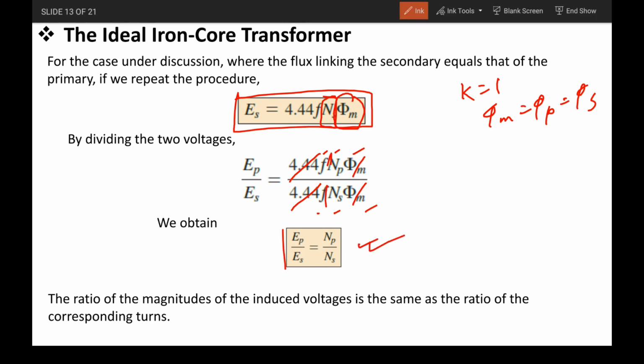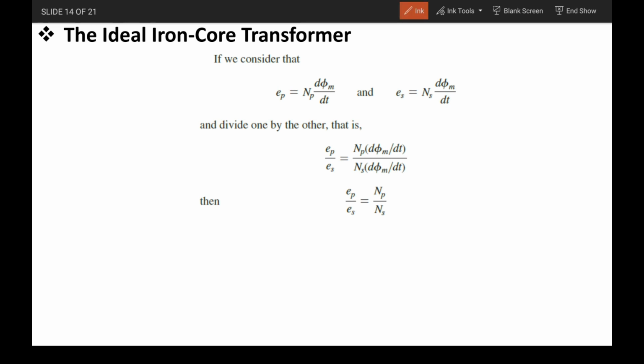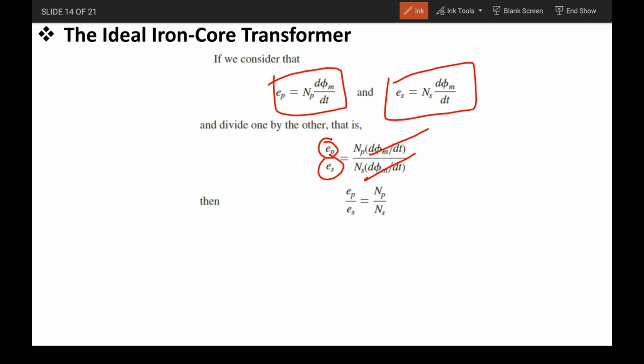So this is an important equation. We can say the ratio of the induced voltages is the same as the ratio of the corresponding turns. N_p is the number of turns in the primary, N_s is the number of turns in the secondary. We can also derive this expression in another way. For example, we know e_p equals N_p d phi_m/dt, and similarly e_s equals N_s d phi_m/dt. If we divide these two, e_p over e_s, then d phi_m/dt will cancel out, and we get the same result.